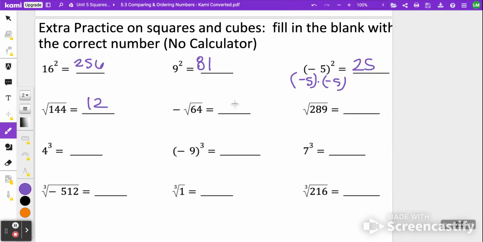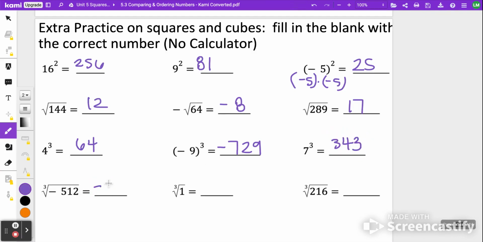Square root of 144 is 12. Negative square root of 64 is negative 8. The square root of 289 is 17. 4 cubed is 64. 9 cubed, but a negative is going to give us a negative answer. So that's negative 729. And 7 cubed is 7 times 7 times 7. Or you can do 49 times 7, which is 343.